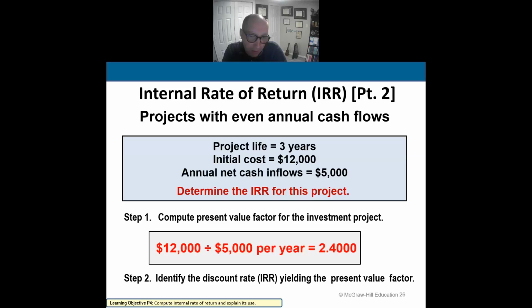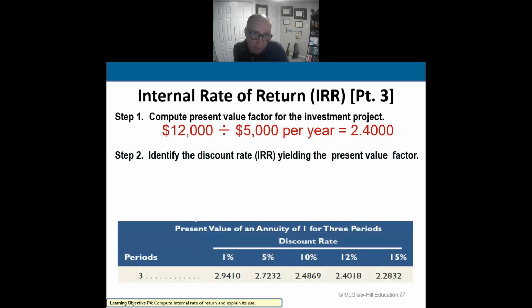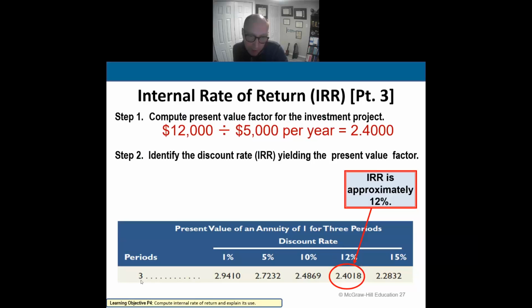So we establish the internal rate of return. The initial cost divided by the cash inflows equals 2.4. 2.4 is the present value factor. We find the present value factor on the 3-year horizon on the annuity chart, 3-year horizon, period 3. 2.4, we find it on the chart. That means that our internal rate of return should be 12%.